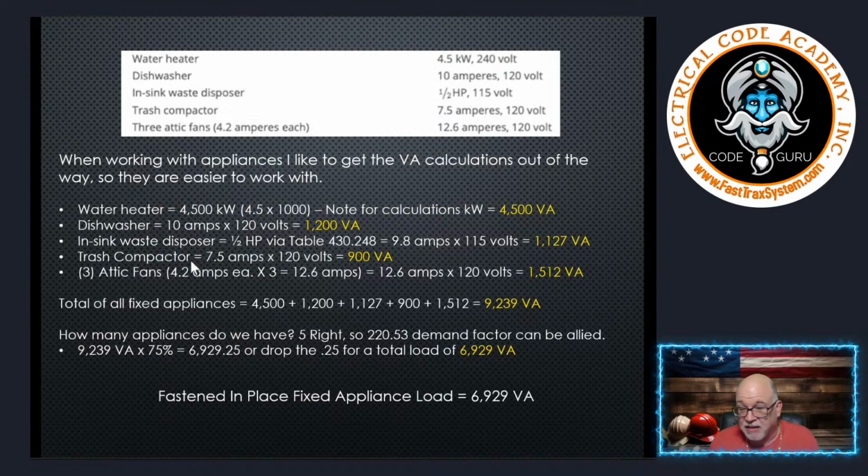again, not classified as a motor. It's an appliance. It's utilization equipment, standardization. It might look a little different as far as the code goes. It's standardized utilization equipment. 7.5 amperes, and since it's at 120, we're just going to go 7.5 amps times 120, and that should be 90. I'm going to double check. 7.5 times 120 is 900. I don't know if I said 90. 900, that's right. And then we have those 3 attic fans.